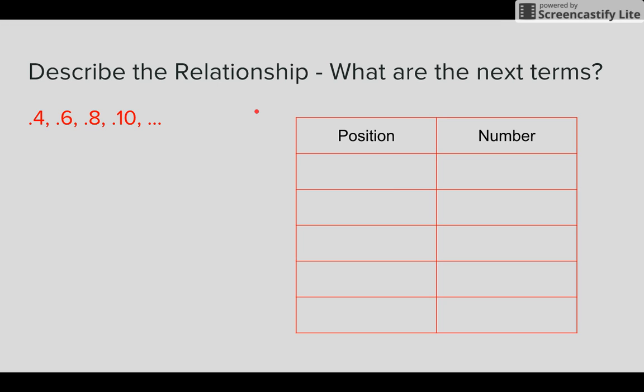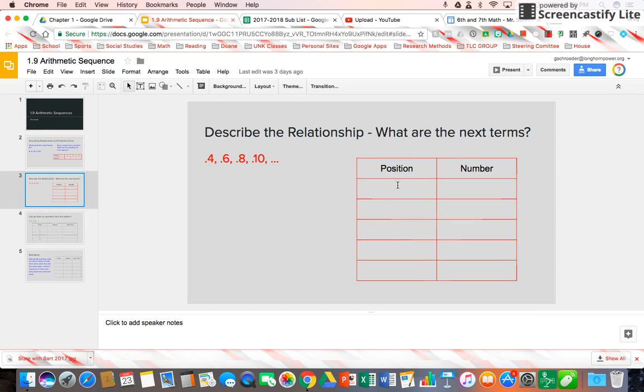So we're going to describe the relationship here and try to figure out what the next few terms are. So here I have 4 tenths, 6 tenths, 8 tenths, 10 tenths. So I would put that into a table, and I'm actually going to get out of presenter mode here so I can do some typing.